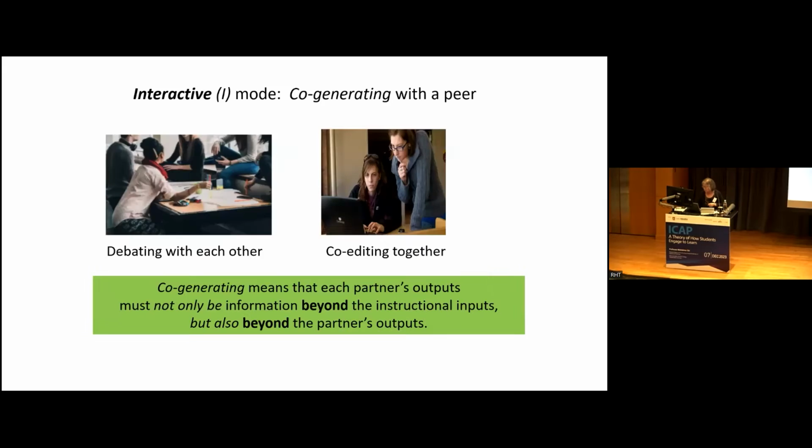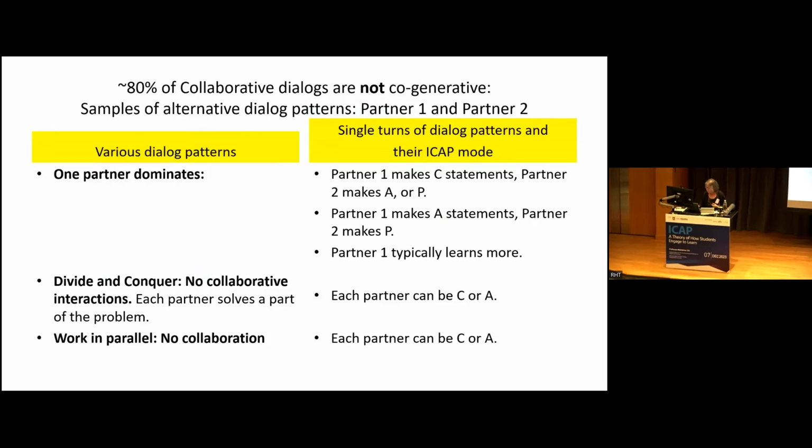Okay. Finally, in the interactive mode, we define it in a very specific way. That is, you have to co-generate with a peer, such as debating with each other and co-editing together. So co-generating means that each partner's outputs, or when they're speaking in a dialogue, must not only be informative beyond the instructional inputs, but also beyond the partner's outputs. So there's 2 beyonds. So this is a very high standard to achieve in order to be co-generative. So unfortunately, about 80% of collaborative dialogues are not co-generative.